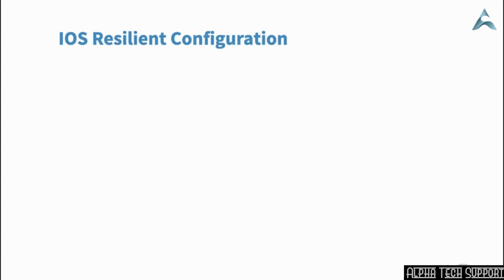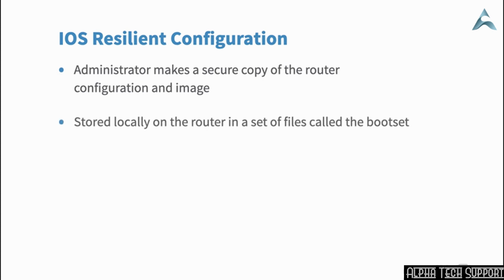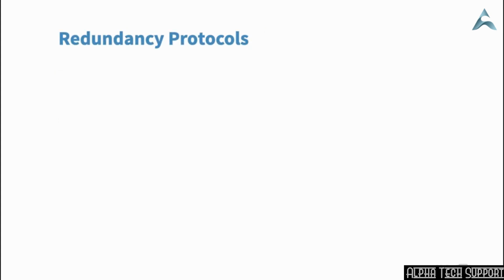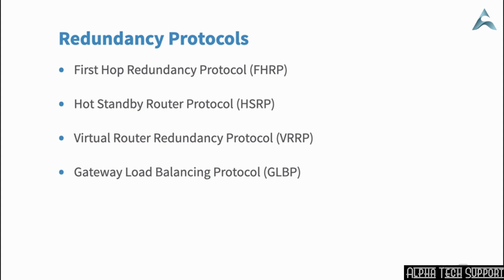High availability includes iOS resilient configuration. This allows the administrator to make a secure copy of the router configuration and image stored locally on the router in a set of files called the boot set. There are also protocols to ensure traffic will continue to flow in case of device failure. Those include First Hop Redundancy Protocol, Hot Standby Router Protocol, Virtual Router Redundancy Protocol, and Gateway Load Balancing Protocol.